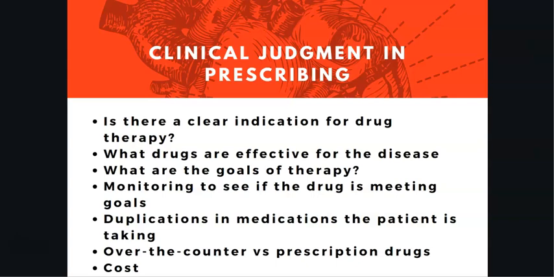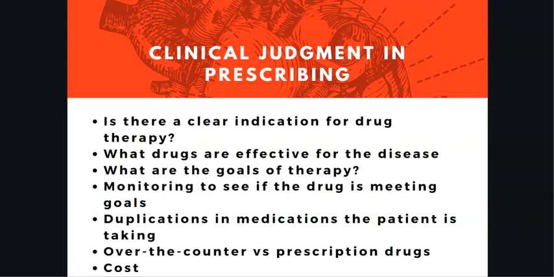What are the goals of therapy? Am I trying to lower a patient's blood pressure or blood glucose? Are we treating a mood disorder and trying to stabilize their mood? Are we monitoring to see if the drug we have chosen is meeting the goals? How do we know if a medication that we have selected to treat diabetes is actually helping to lower their blood glucose over time?